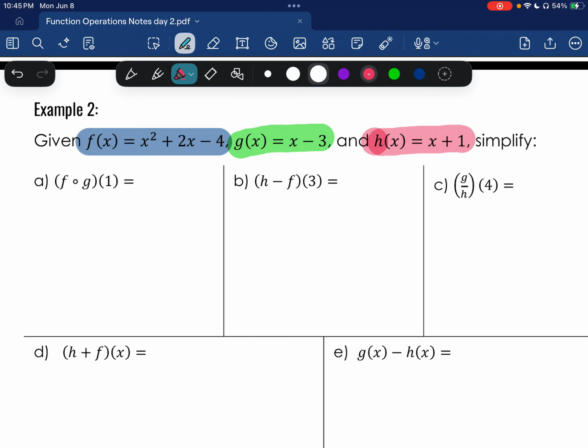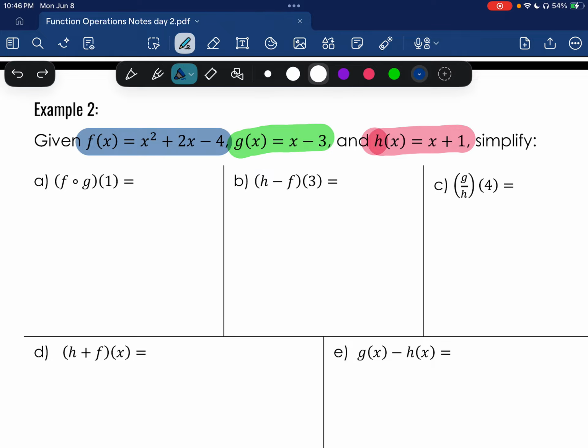We've got f of g at 1, so f of x here. F of x here looks like, inside f of x, I plug in g. Alright, now we need to know what is the value of my function g at 1. So this is going to look like, well, g of x is x minus 3, so this will be 1 minus 3, or negative 2. So it'll be f at negative 2.